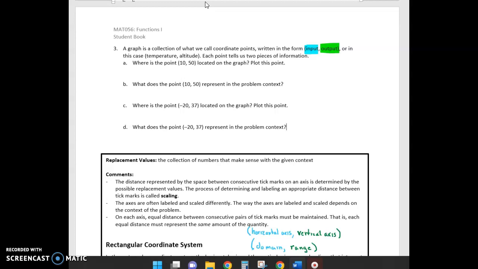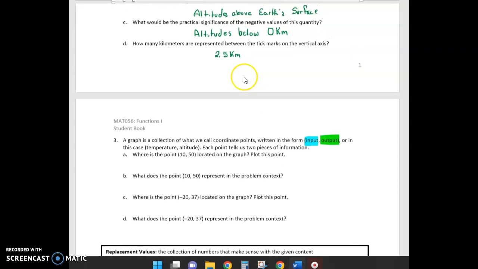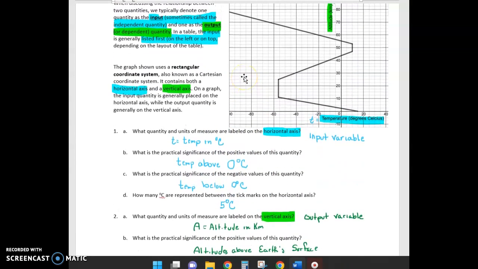So first we want to locate the point (10, 50). And so if we go back up to our graph, 10 means that we're looking for the point (10, 50). So 10 is my input, so I go along the horizontal axis first. So I find 10 and then up to 50. And so I end up with this point right here. And that point is 10, comma, 50. Okay, so that's where it's plotted.